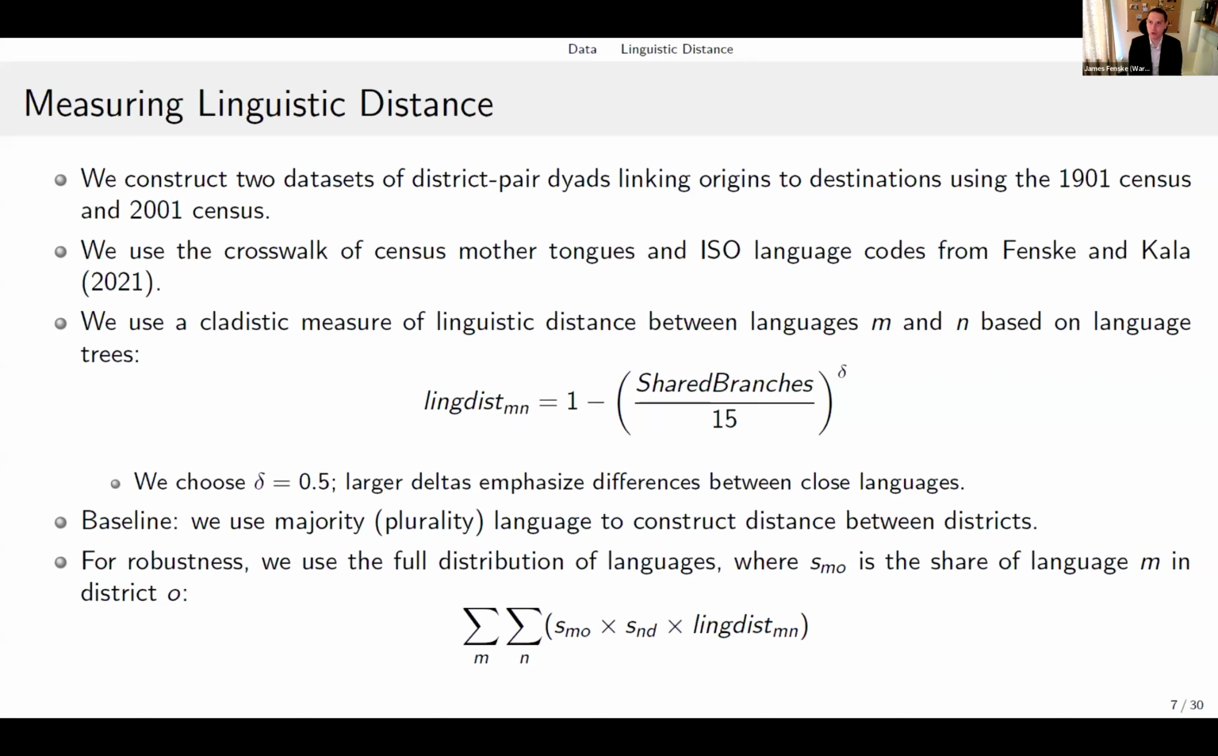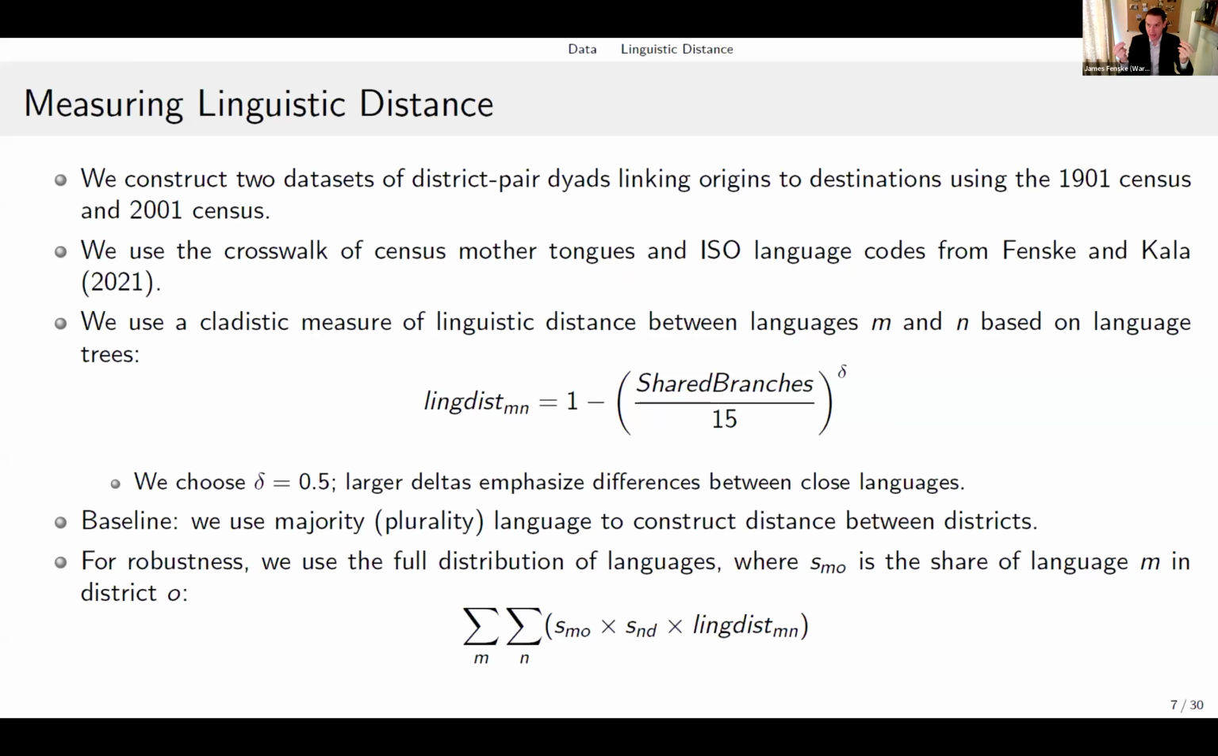In our baseline, what we're going to do is say that Ludhiana is majority Punjabi speaking and Lucknow is majority Hindi speaking, or possibly Awadhi speaking. And we're going to take those majority languages to measure the distances between districts.